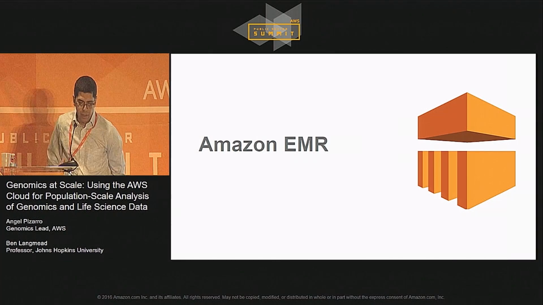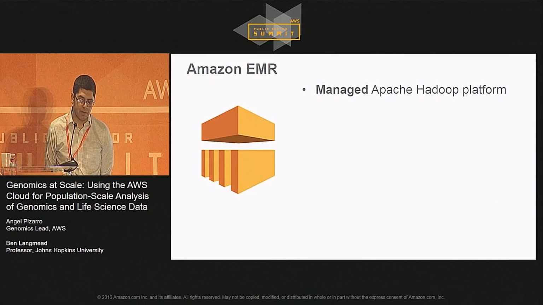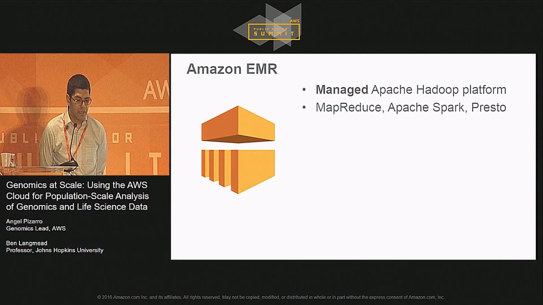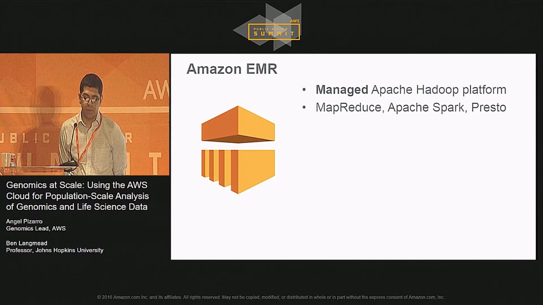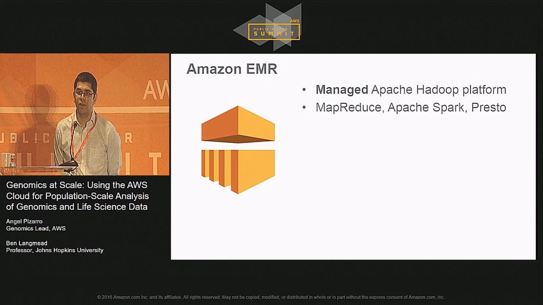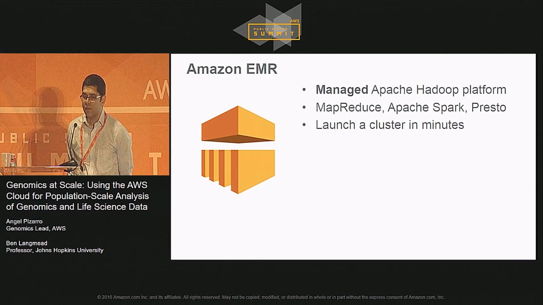Right. So that's the value proposition of something like EMR. It's a managed, so what is it? It's a managed Hadoop platform. It has pre-installed MapReduce tools. These are the open source tools, Apache Spark, Presto, and a few other general purpose Hadoop infrastructure tools pre-installed and ready to go. You can launch a cluster within minutes.